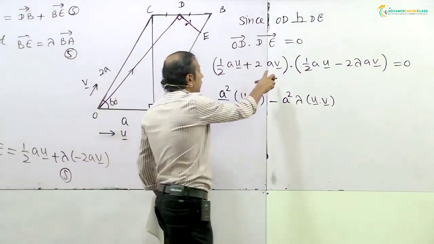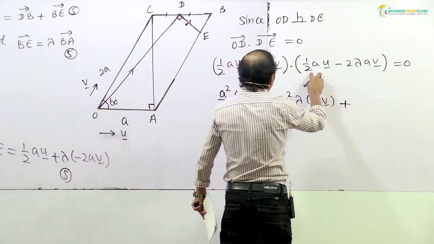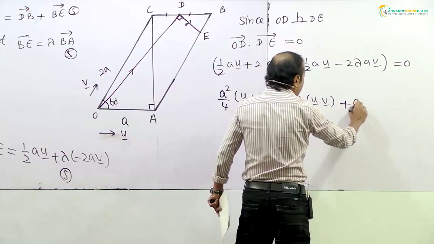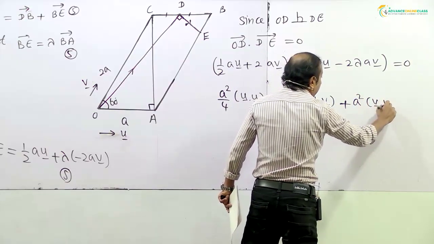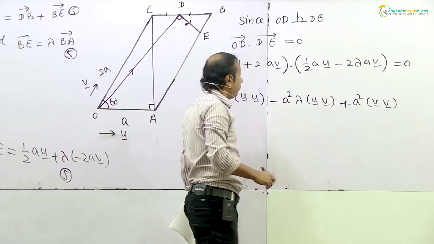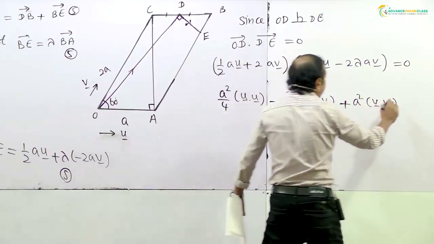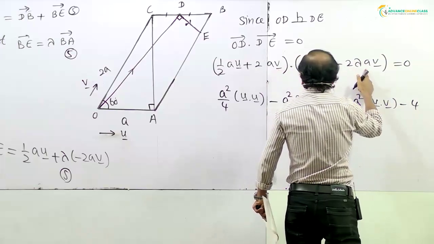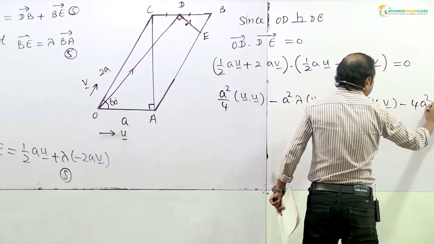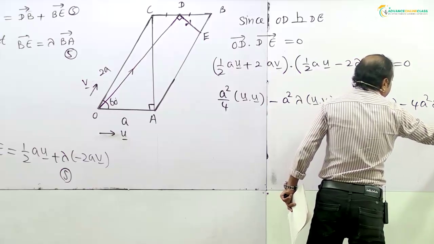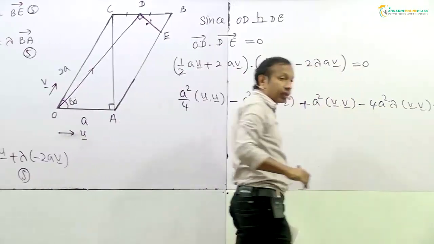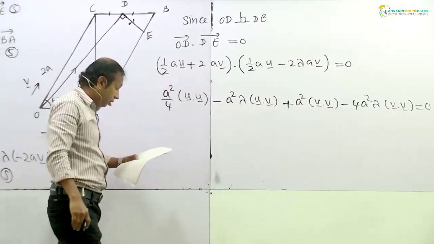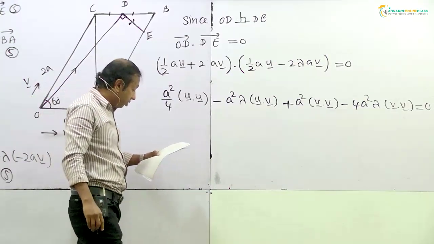Right. Now this and this. This and this we can cancel down. a and a squared V dot V. This and this, minus 4 a squared lambda V dot V equals 0. Correct, no? Yes. Here, for the simplification, 5 marks given.